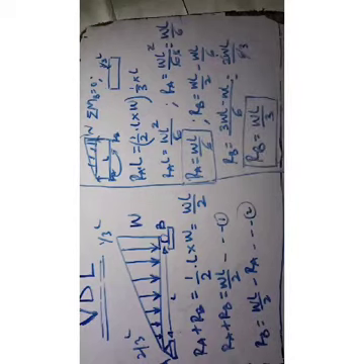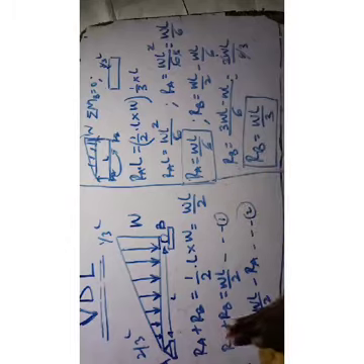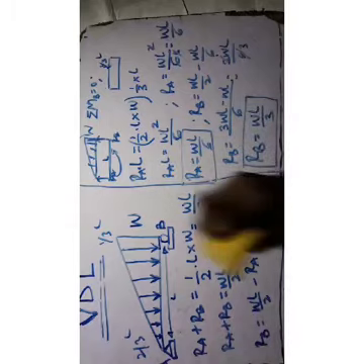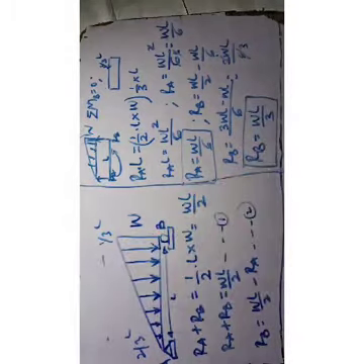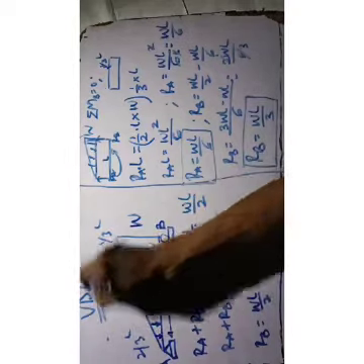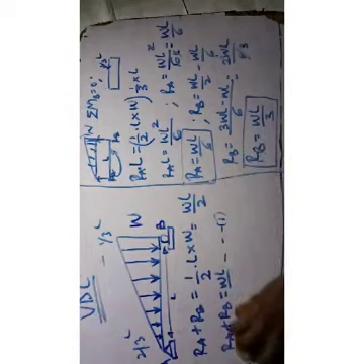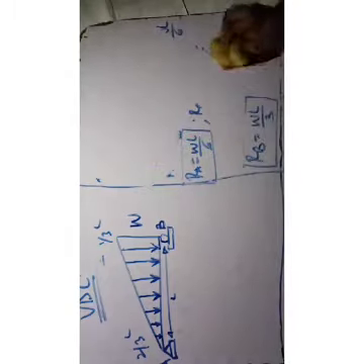Very important. Okay, so having noted that, we know that our RA is WL over 6. You can cram it, it is always applicable for all videos. We're going to write that as well: our RA is always WL over 6 and our RB is WL over 3.